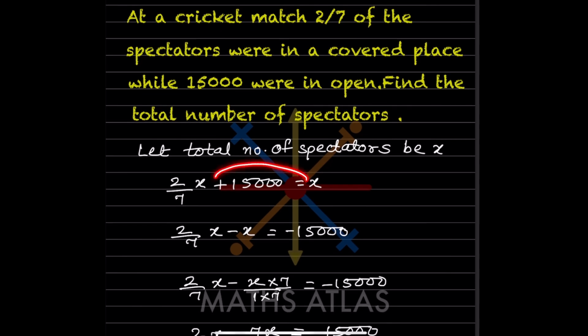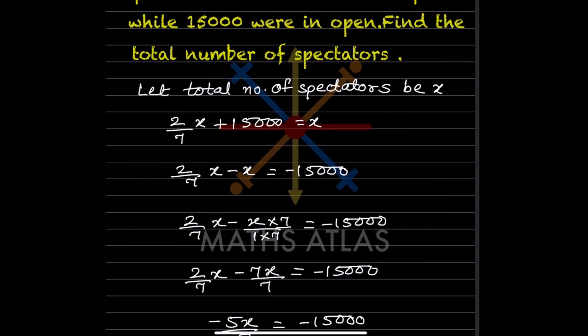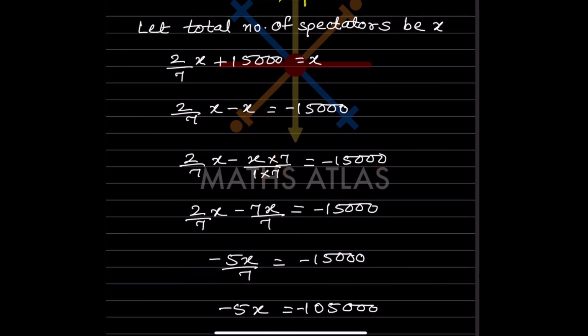So now this will come here. This step, if you know, the other things are very easy. So here this will be minus x, and if this goes on the other side, this plus is going to be minus 15,000. So now look at here. So LCM is 7. So now what will you do here? 2x minus 7x by 7. That is going to be 2x minus 7x will be minus 5x by 7.